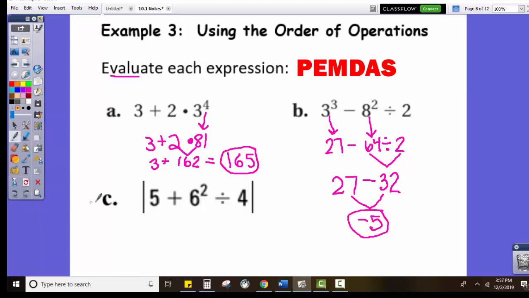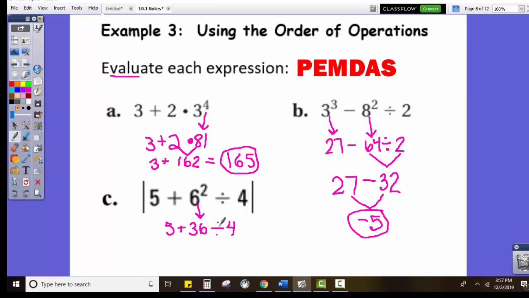Okay, last one, c. Now, these bars on the beginning and the end of the expression mean absolute value, and that's the distance from 0, which is always a positive number. So on the inside, first, though, we have 5 plus 6 squared divided by 4. So first, exponents, I'm going to do 6 squared. 6 times 6 is 36. Bring everything else down, divided by 4, 5 plus.